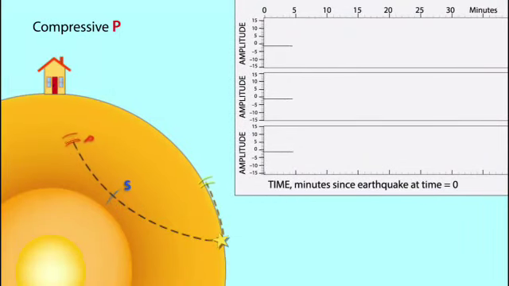P waves are compressive waves that cause temporary microscopic deformation of the earth in the direction the wave is traveling. Thus, energy is primarily recorded on the vertical component of the seismogram, with less energy recorded horizontally.